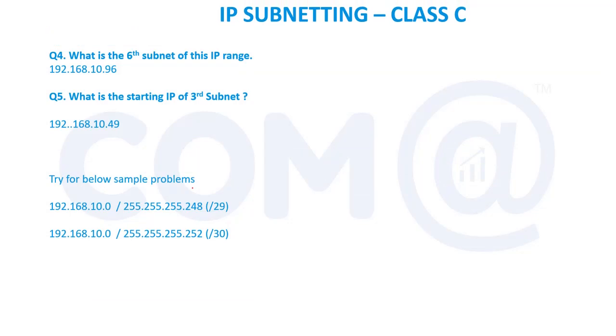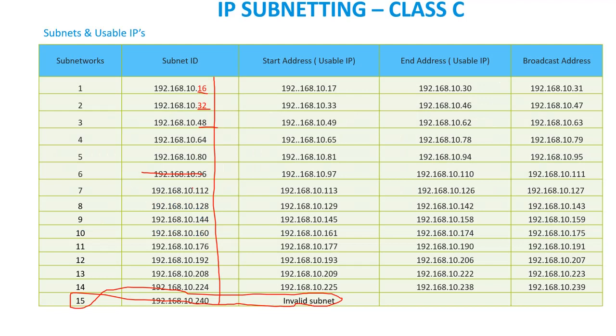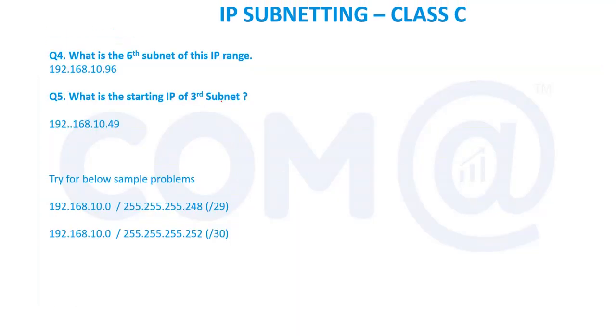What is the starting IP of third subnet? This is not the starting IP. This is the subnet ID. Each network should have one subnet ID, and this is the starting IP. Whatever you're seeing here, that is a starting IP. We can try further examples like slash 29 and slash 30 for better understanding, right?